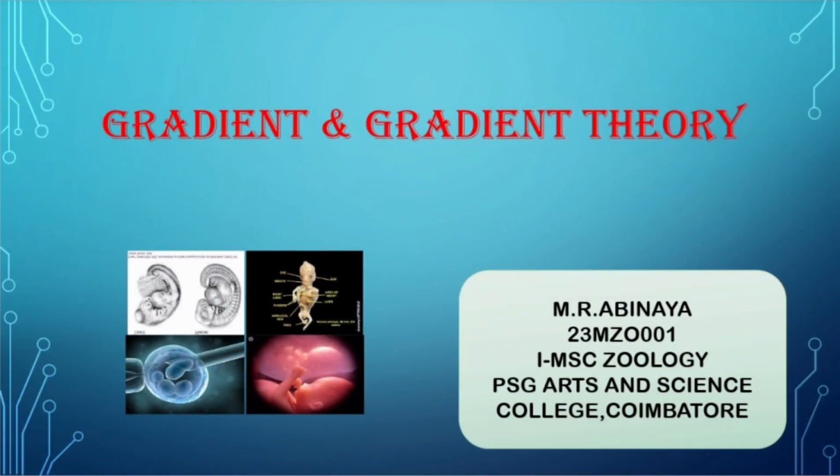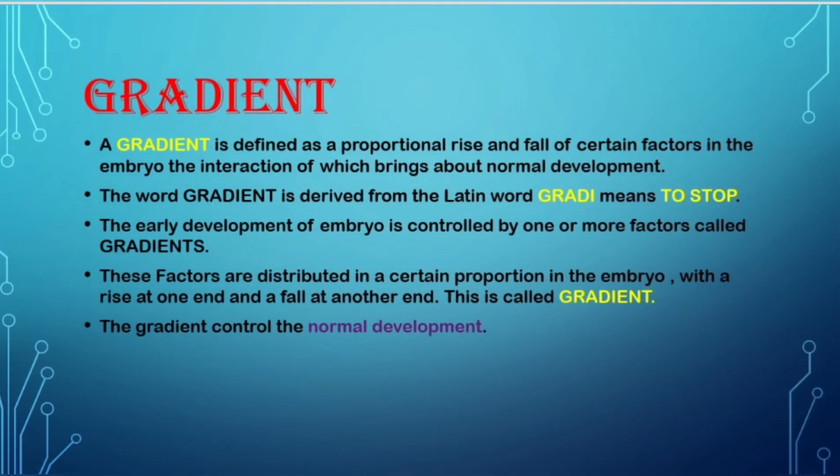Today we are going to see about gradient theory and factors affecting gradient. Gradient. A gradient is defined as a proportional rise and fall of certain factors in the embryo, the interaction of which bring about normal development.